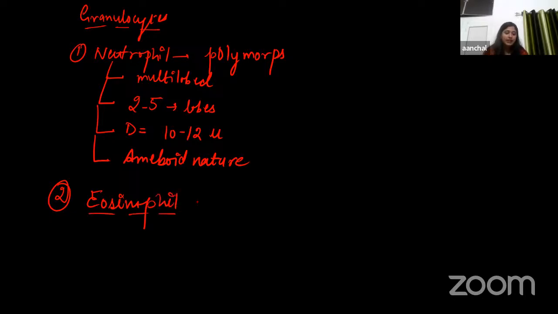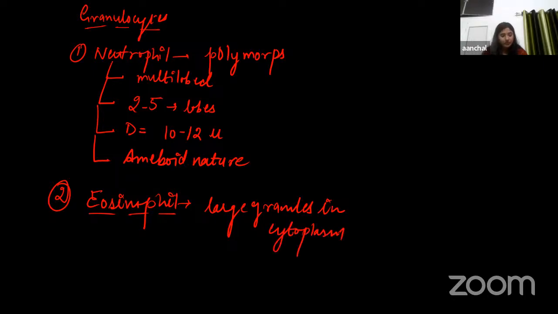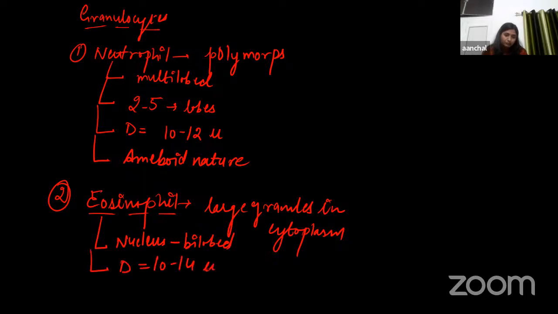Now what is this? They have coarse large granules in the cytoplasm. Okay, so they contain large granules in the cytoplasm, right? And those granules are stained pink or red with eosin, and the nucleus is bilobed. So another property is that the nucleus is bilobed here, and the diameter ranges between 10 to 14 mu, right?